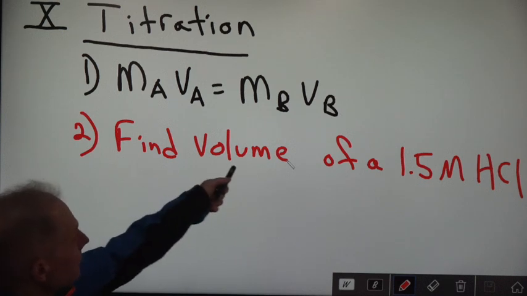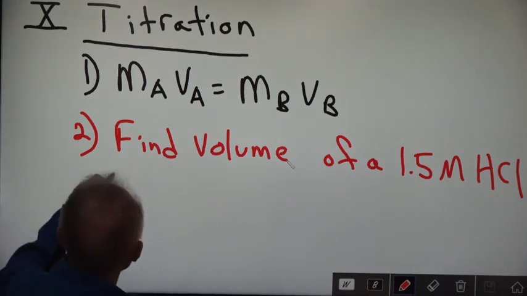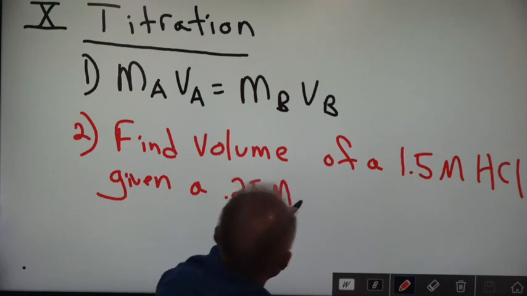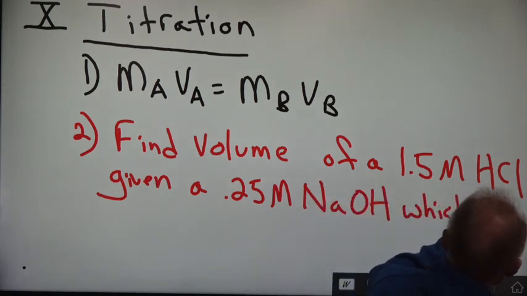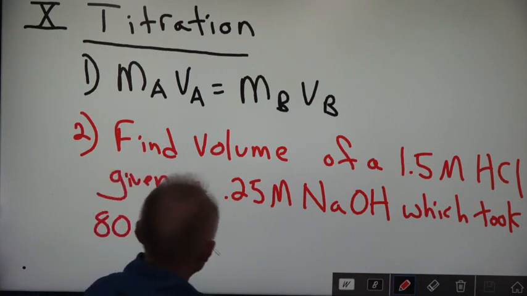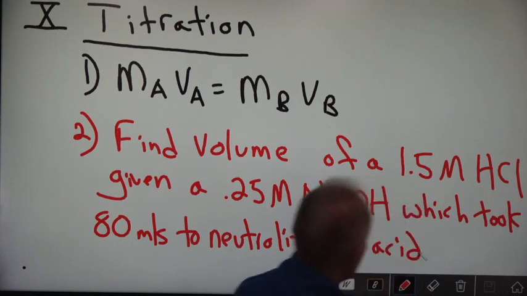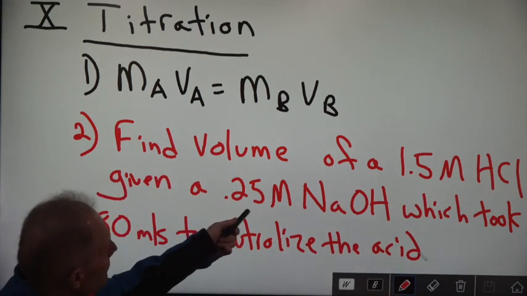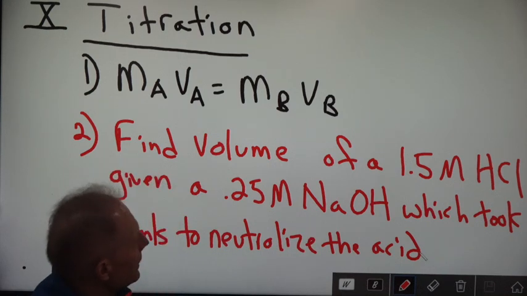So now, you are going to find the volume of a 1.5 molar HCl acid given a 0.25 molar NaOH. Okay, so watch. Find the volume of a 1.5 molar HCl, which is an acid, given a 0.25 molar base, NaOH, and it took 80 mils of that base to exactly neutralize that acid.